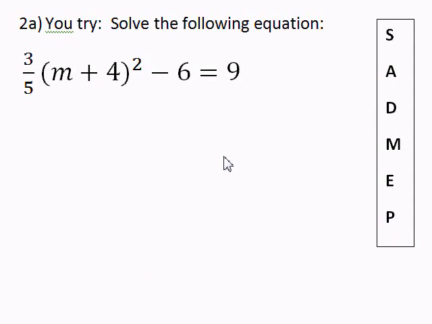Here's one for you to try. Go ahead and pause the video, work it out, and press play when you're ready to see the answer.